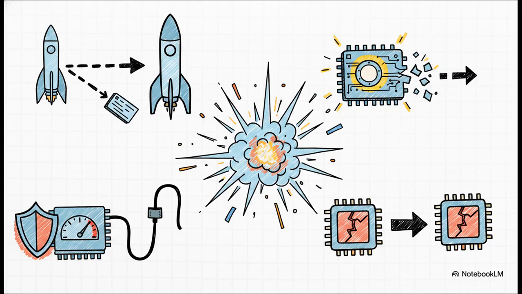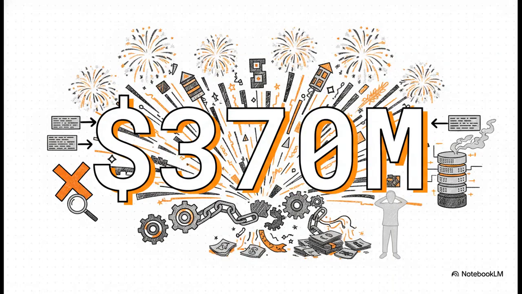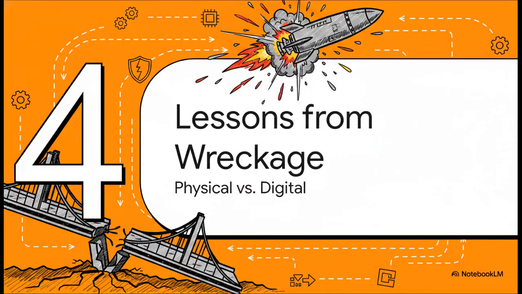The final nail in the coffin? The backup system ran the exact same flawed software, a perfect single point of failure. And the result of that one preventable software bug? A $370 million firework display. I mean, this is the ultimate example of why just reusing code without retesting it for a new environment is a monumentally expensive mistake.